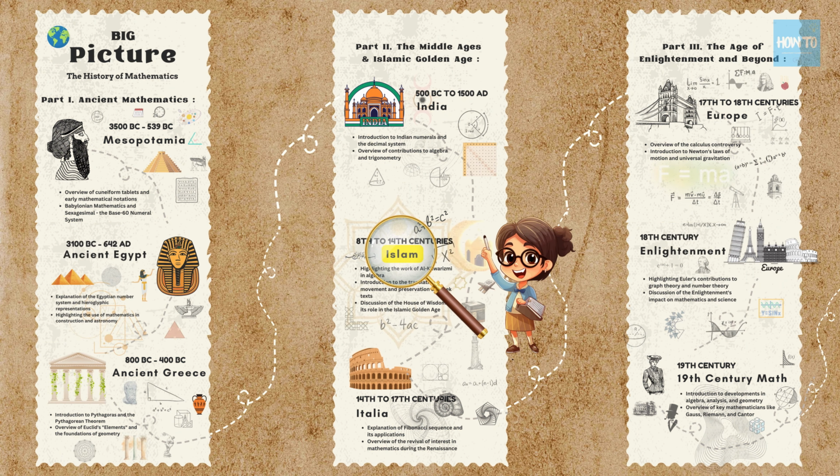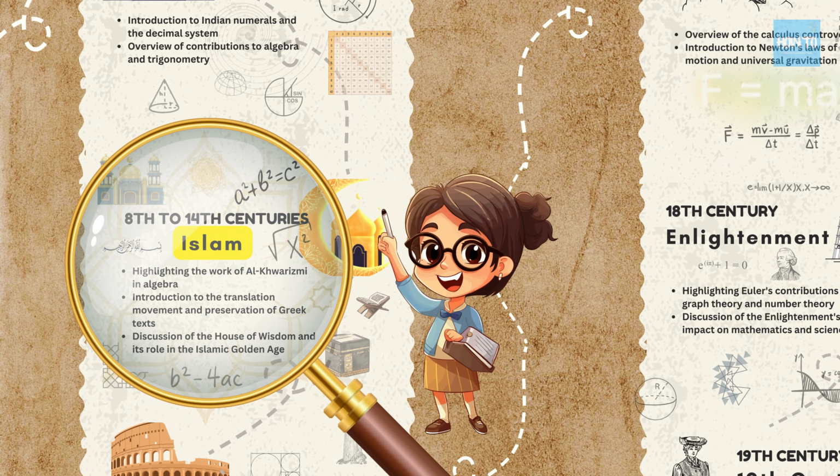Segment 2. Islamic Mathematicians. Venture into the Islamic Golden Age, where scholars like Al-Khwarizmi paved the way for algebra. Witness the House of Wisdom and the incredible translation movement. The 2 main topics include 1. Highlighting the work of Al-Khwarizmi in algebra. 2. Introduction to the translation movement and preservation of Greek texts.